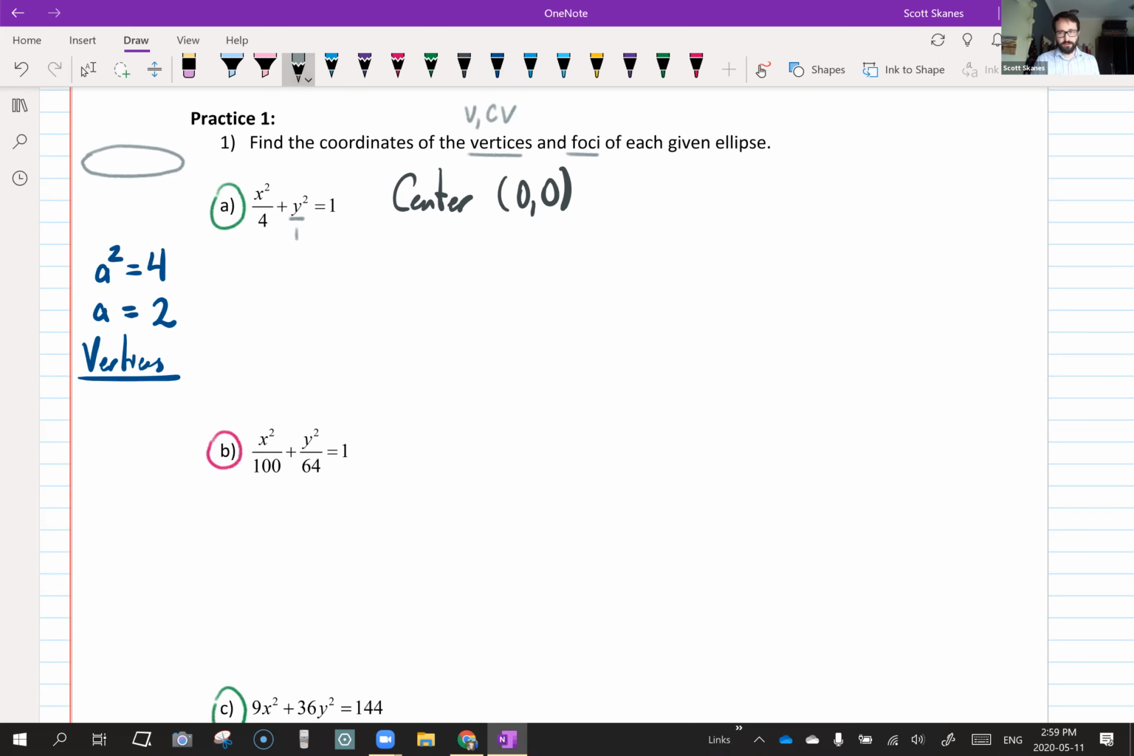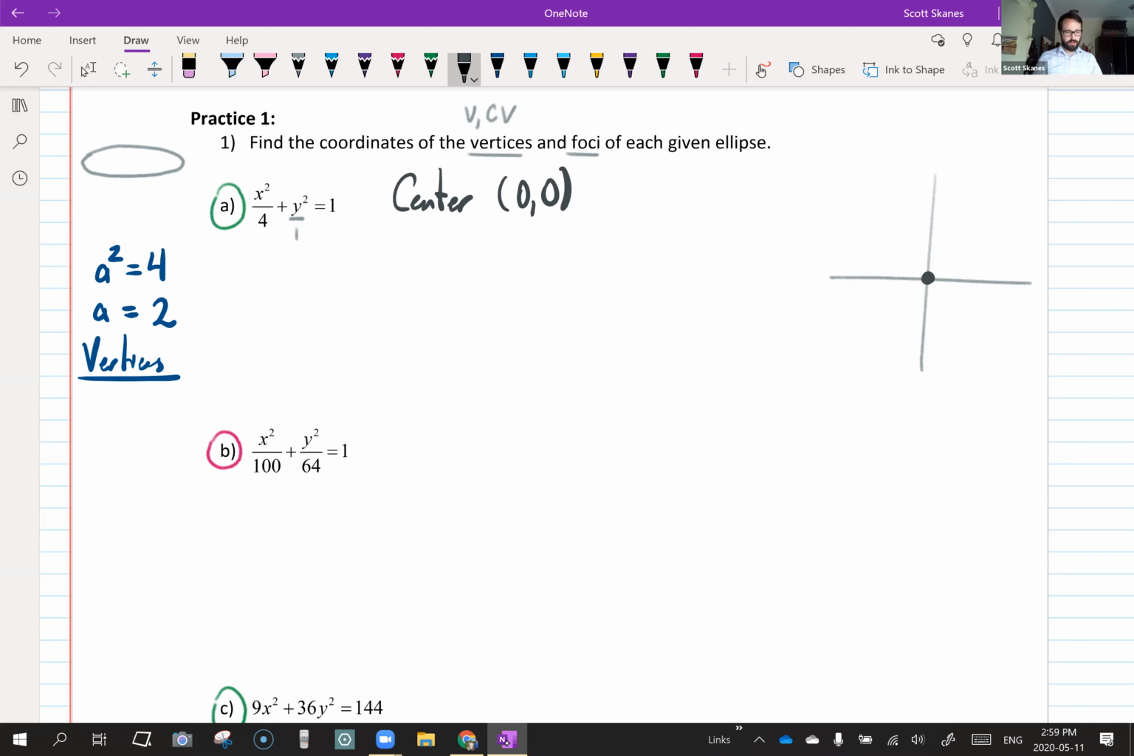But I'm going to draw a picture first, because otherwise, I'm just going to confuse myself. So some of you don't like to draw pictures. I would respectfully recommend that you learn to draw the picture, because it's going to help you so much. The center here at the middle, at the crossing, is 0, 0.